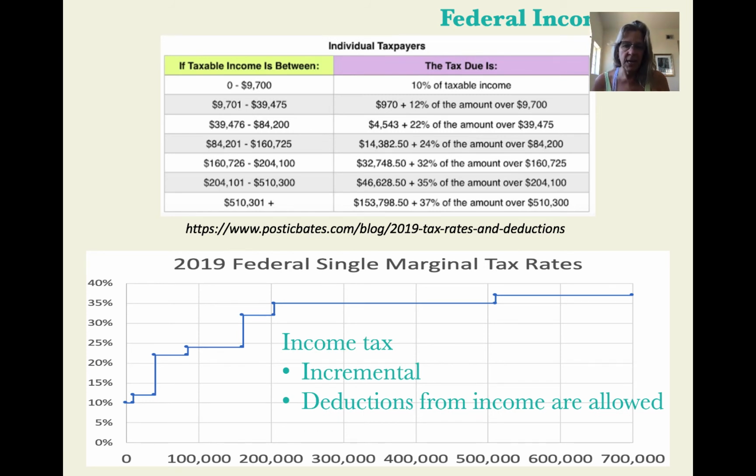Also, this is incremental. The other thing to notice is that we're talking about taxable income, and deductions from income are allowed. One of the major ones that we often get to deduct is either a standard deduction, which is about $12,000, or things like the interest you pay on your mortgage or charitable contributions. Those are also deductible for calculations of taxable income.